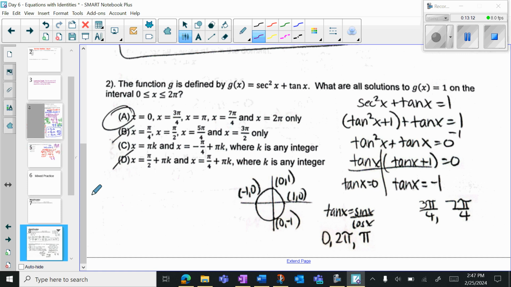I want to factor out a GCF of tangent of x. So tangent of x times tangent of x plus 1. I get tangent of x is equal to 0, tangent of x is equal to -1. Remember that tangent is really sine over cosine. So when is it 0? At 0, pi, and 2 pi. And when is tangent of x equal to -1? That would be at 3 pi over 4 and 7 pi over 4.